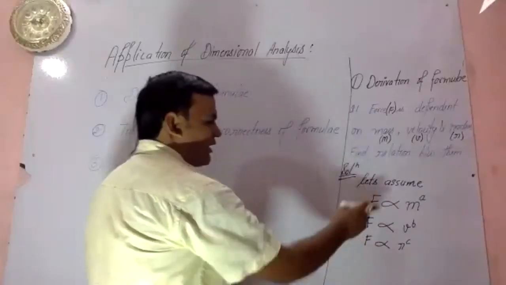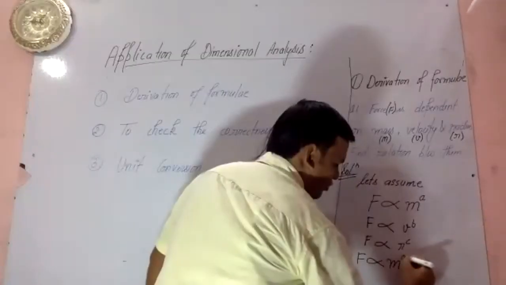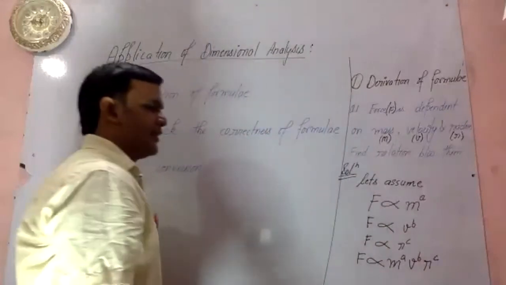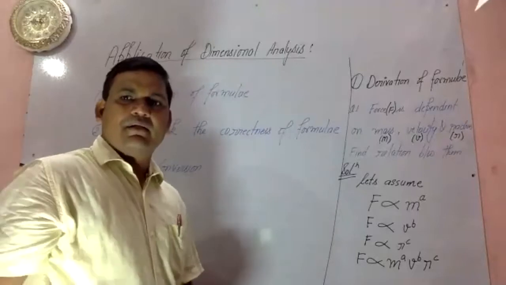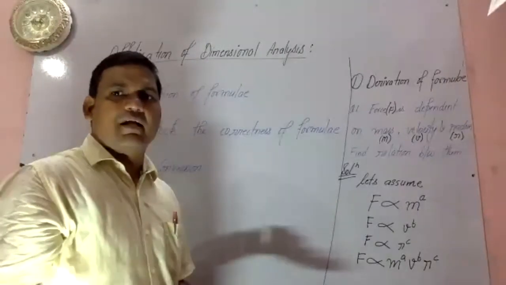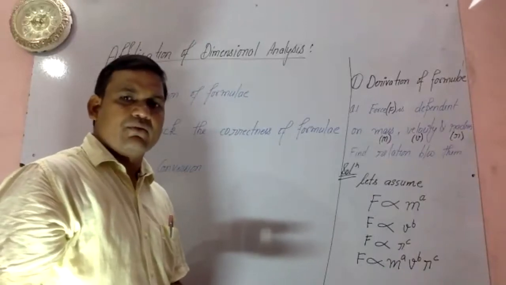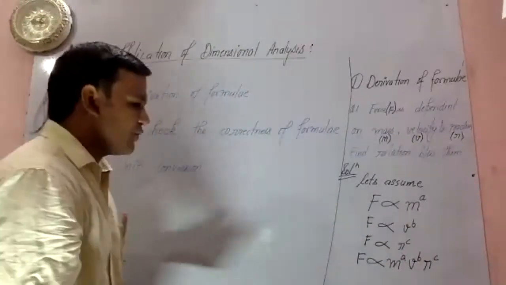What we can write from here is F is directly proportional to m to the power a, v to the power b, r to the power c. It can be written, right? Say yes or no. Yes, sir.